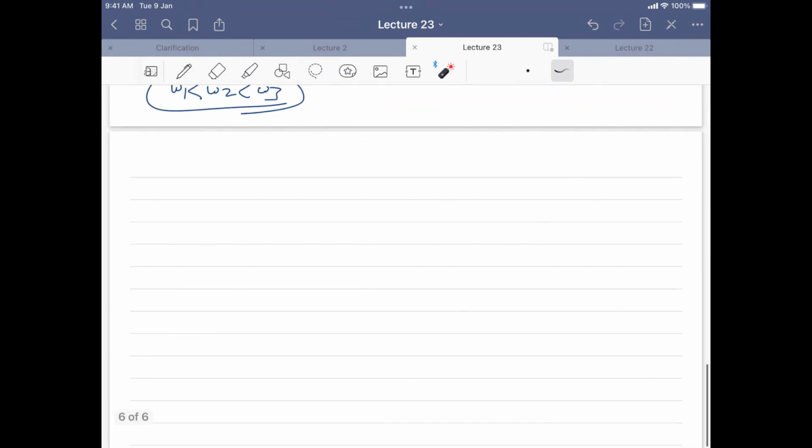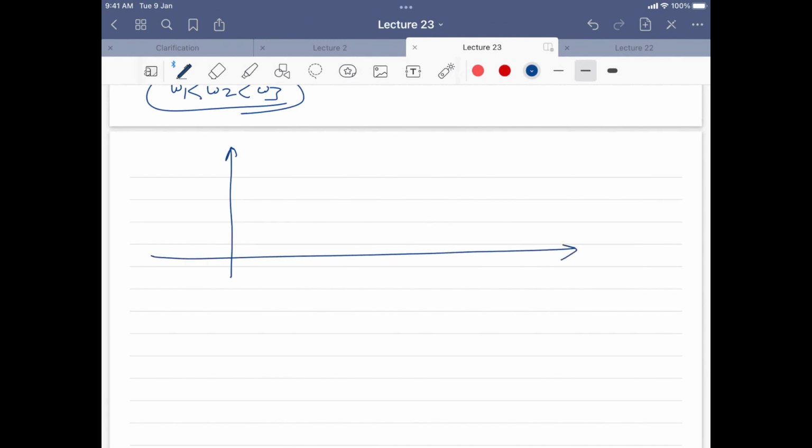If I want to draw the characteristics of this filter, it looks like this. You take V out by V in, the transfer function of the circuit. Basically, you already know how to calculate V out by V in. Once you do V out by V in and vary the frequency, the characteristics look like this.